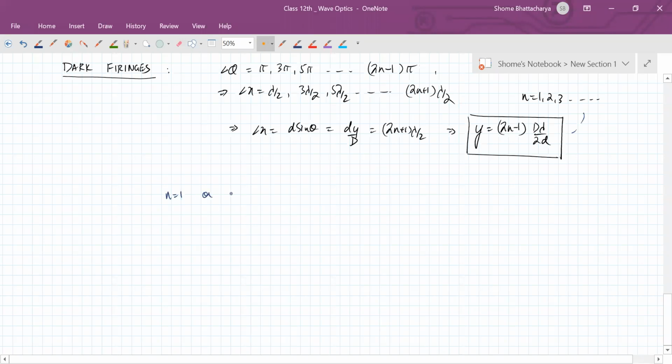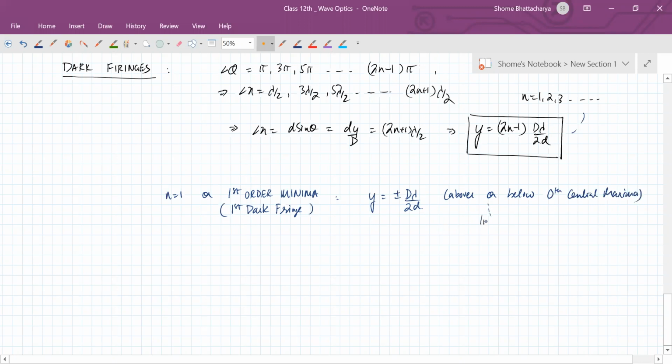So n equal to 1, or what is called the first order minima, the first dark fringe, is located at y equal to plus minus d lambda by 2d, above or below the 0th central maximum. Or you can also understand it is right in between the 0th central maxima and first order maxima. So this is at y equal to 0. This was at y equal to plus minus d lambda by d.